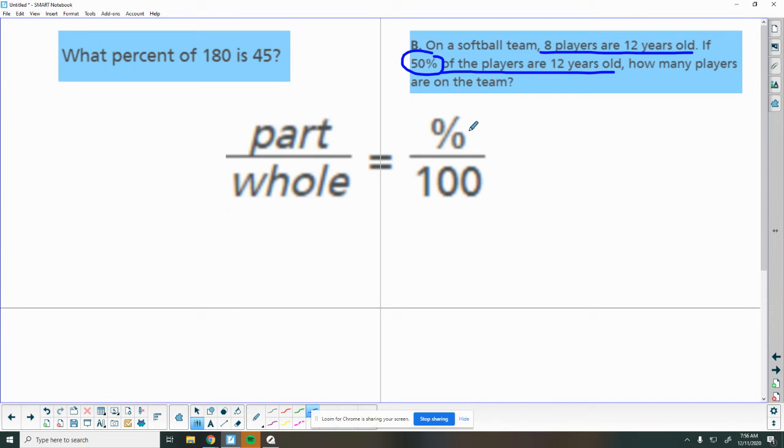Okay, so let's think about what we know here. So here I see a percent. So let's plug our percent in. That's always an easy one to start with. 50%.